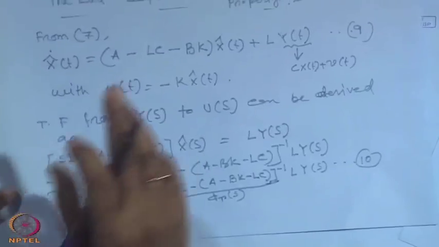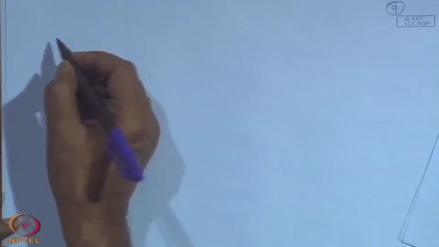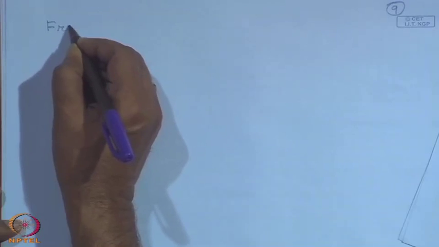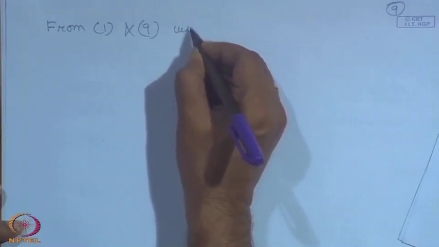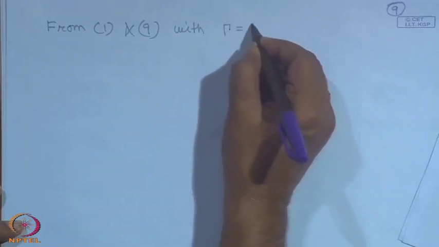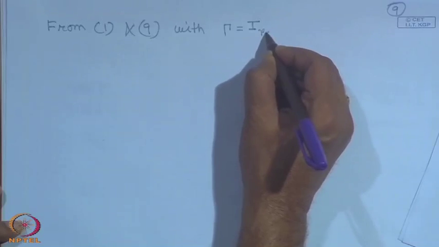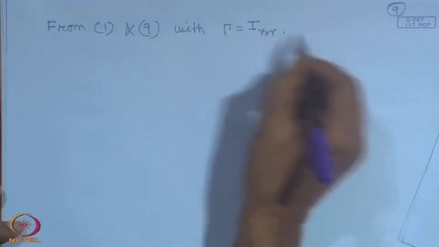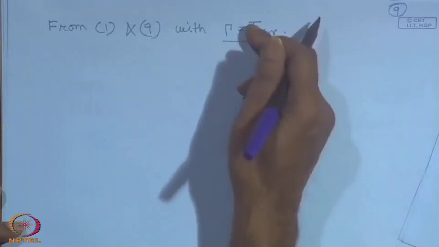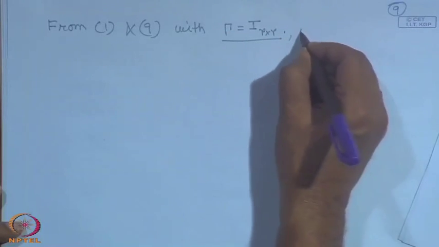So now, from the system state equation and from 1 and 9, one can write it, with gamma I just consider as an identity matrix, whose dimension will be r cross r, because the noise W of t we have considered has dimension r cross 1. In general you can keep it gamma also in the expression.